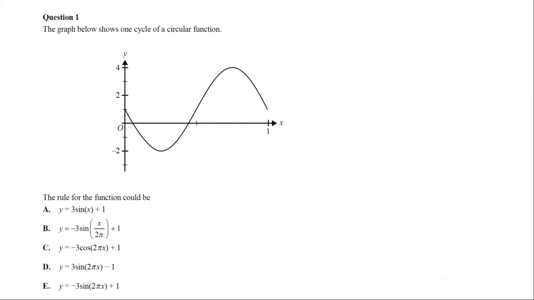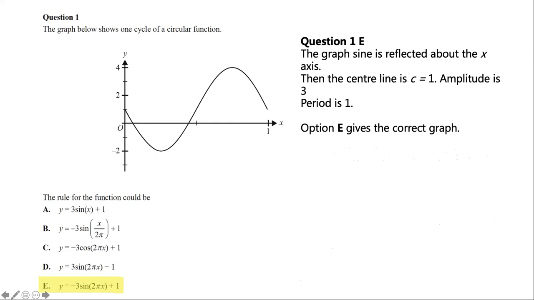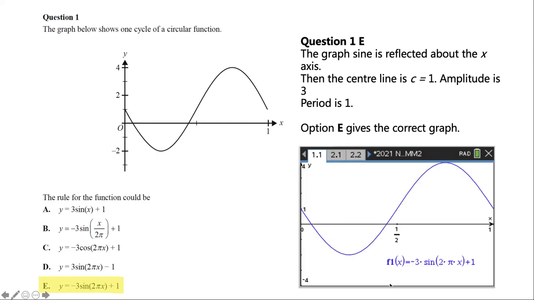The graph below shows one cycle of a circular function. Basically, you just need to identify the center line of this sine graph or cosine graph, and also the period is 1. By the way, the amplitude is the distance from the maximum to the center line here. So I would say option E best fits the requirement of the graph. And you could also confirm that by sketching that function on your CAS calculator.